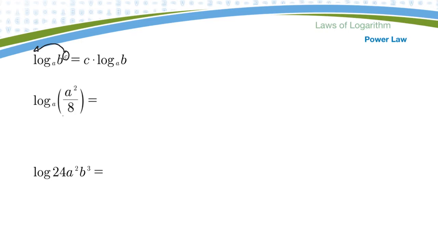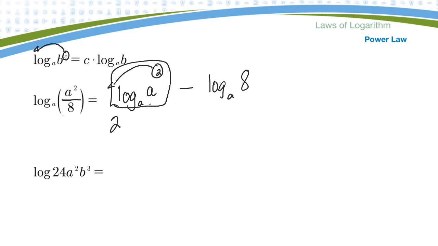Let's take a look at this one. Now this one, I've got more than just an exponent in it. Maybe because I'm dividing, why don't we use the quotient law to separate that out? So it'd be log base a of a squared minus log base a of 8. Now here I've got an exponent. I can bring that out to the front. So that would just be 2, and log base a of a is just 1. So it would just be 2. This whole thing would just be equal to 2 minus log base a of 8.